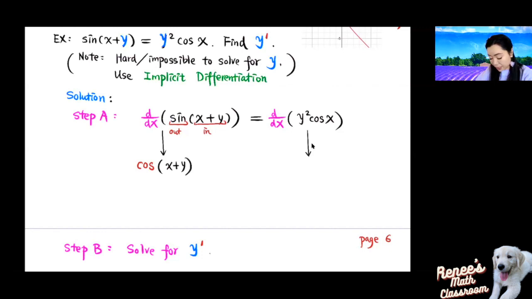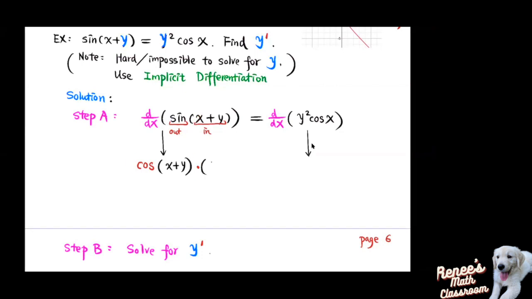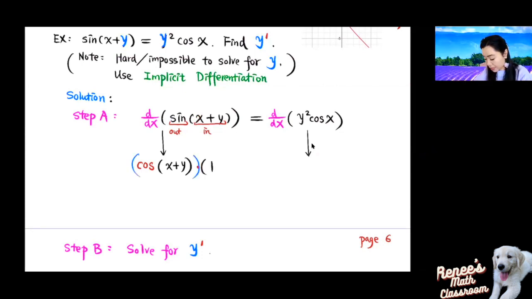Okay, and then by the chain rule, we have to multiply this by the derivative of this inner function. The derivative of x over here is what? 1. And then adding the derivative of this y here with respect to x is y prime. Now we're done with this. Okay? Remember the outer and the inner. You need to use the chain rule. Now what about the other side?